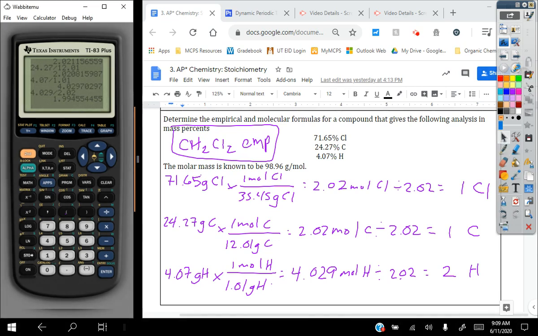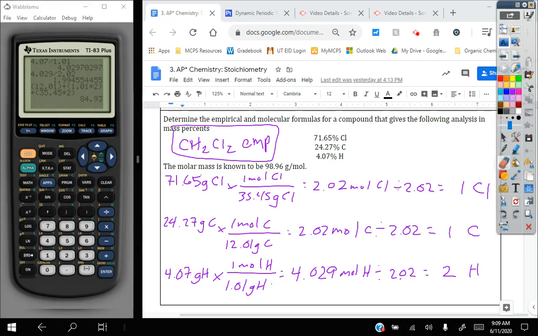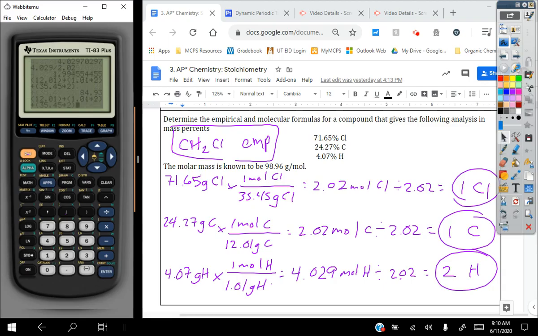98.96. So I've got 12.01 plus 1.01 times 2 plus 35.45 times 2. And, oh, I'm sorry, I only had one chlorine here. I just realized I made my mistake here. Right, I have one chlorine, one carbon, two H's. So CH2Cl is the empirical formula. My bad. Let's go back and calculate that again, but take that 2 out.